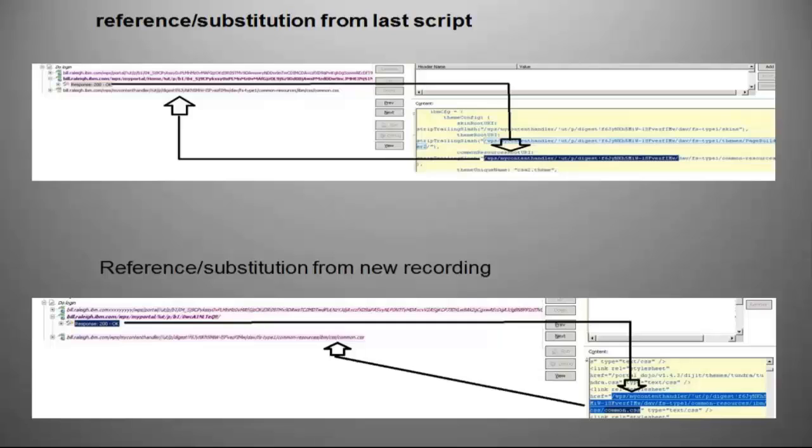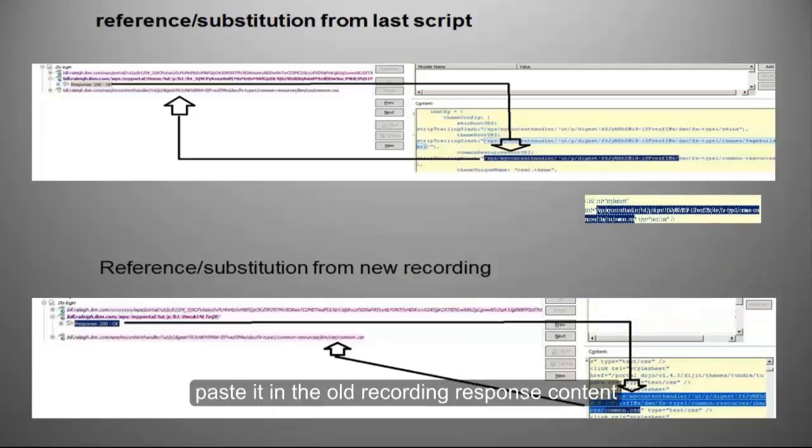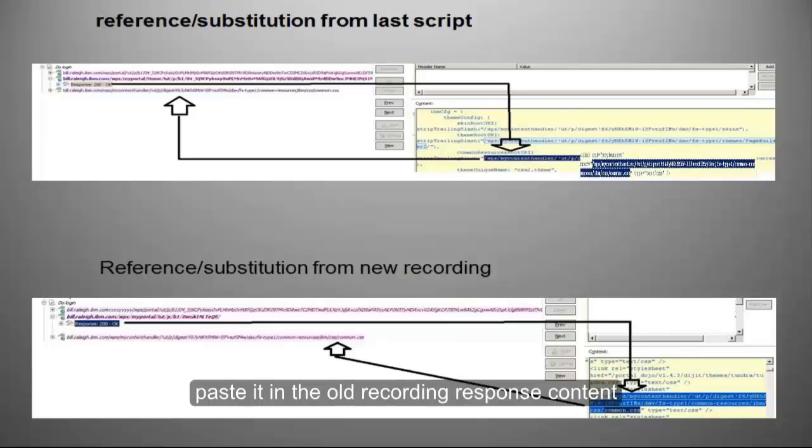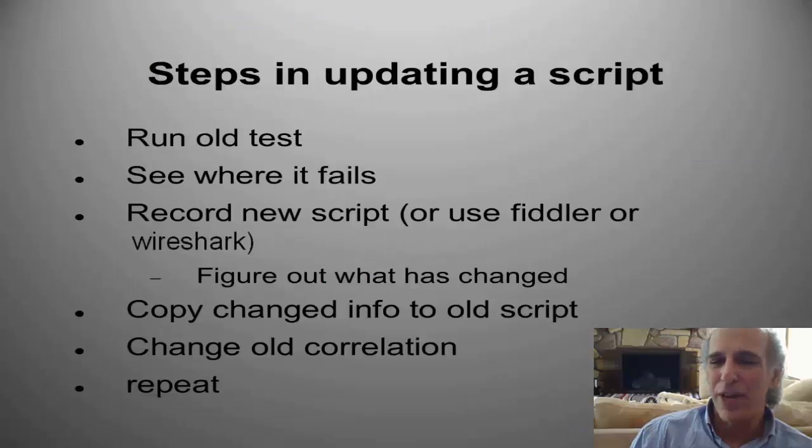Let me repeat that while showing you a little graphic. And copy what's changed from the new recording into the old script. And then change the old correlation. So take the old script and change the correlation to use the information that you copied from the new script.